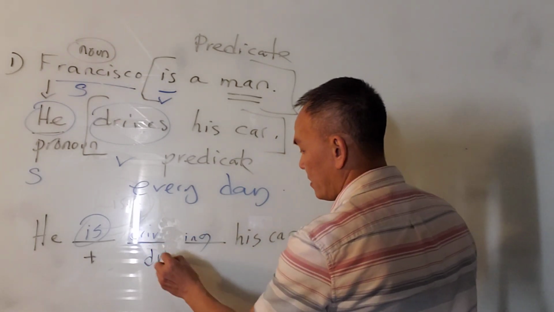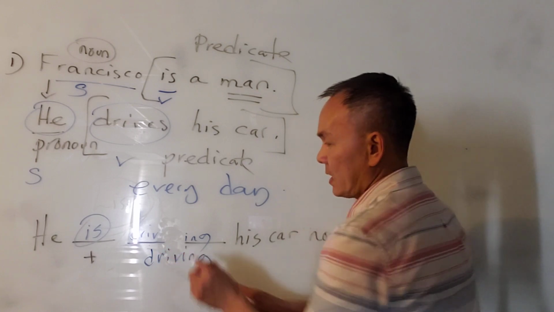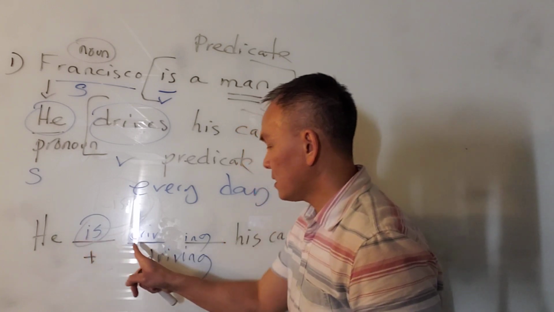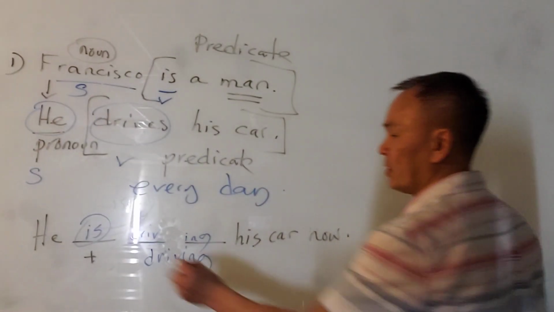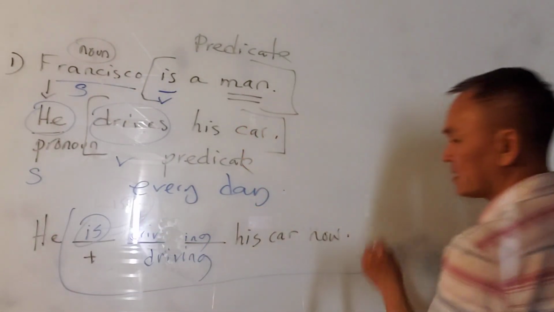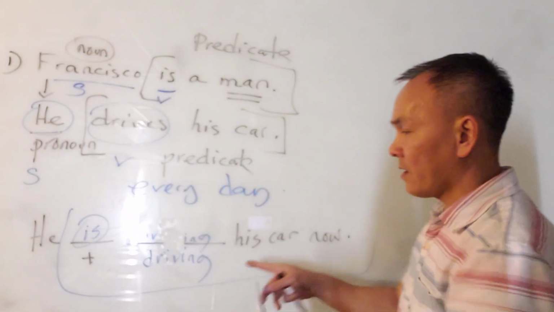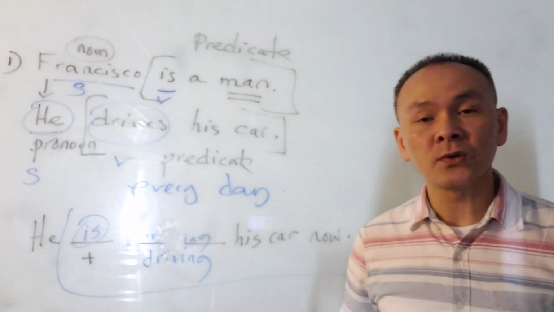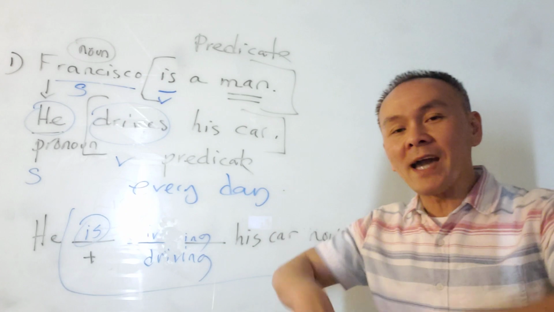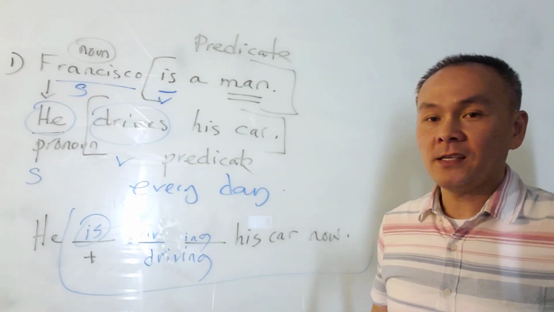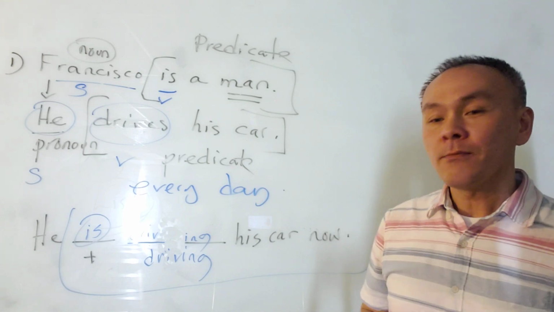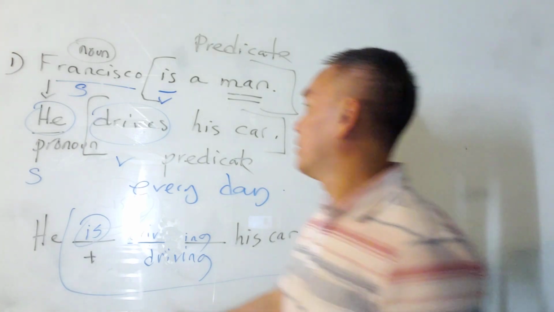So together you will say he is driving his car. So the predicate is this part. Together it is called present progressive because it is right now at this moment. Okay? So that is why we say present progressive.